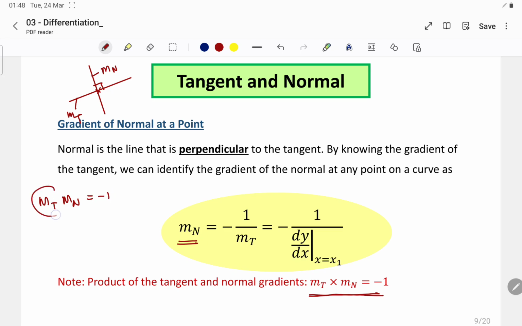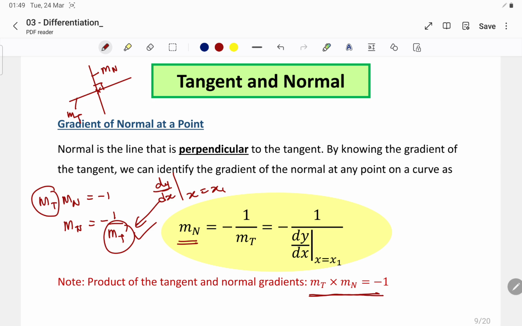So let's say we already have mt. If you want to find mn, what you have to do is bring mt to the right side, so -1 over mt. This is how you can get mn. So how to get mt? Using dy dx, and then you substitute x1 inside x after you differentiate. Then use -1 over mt, and you get mn, the gradient of normal.